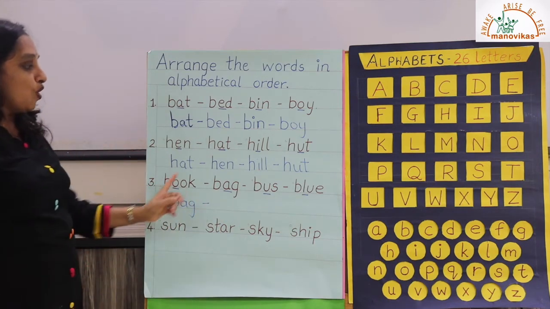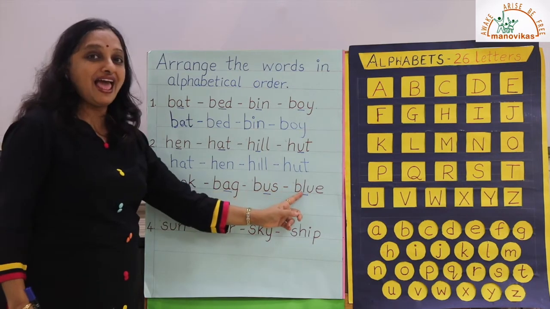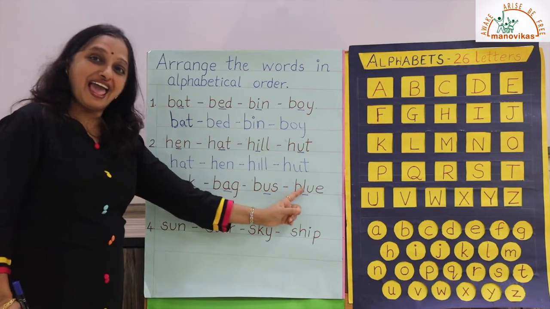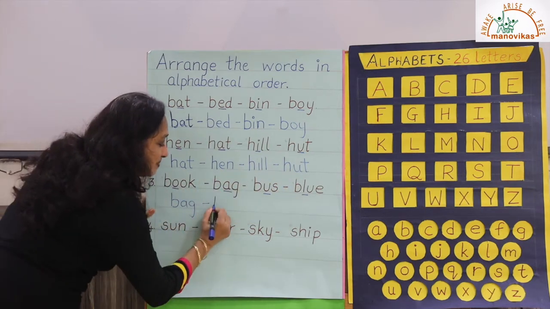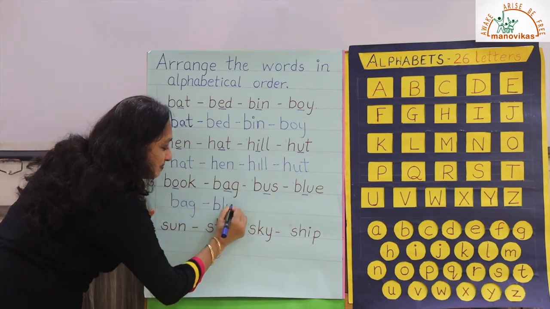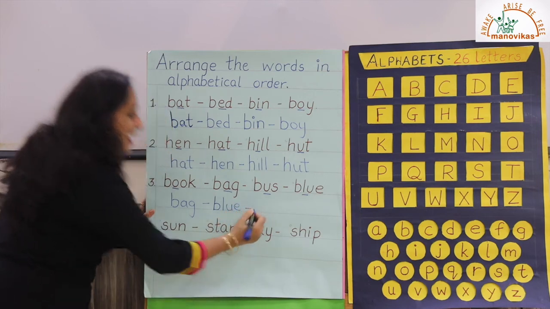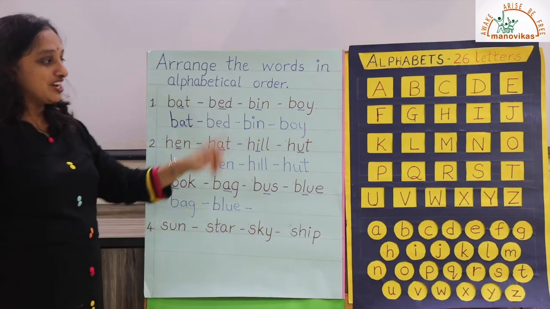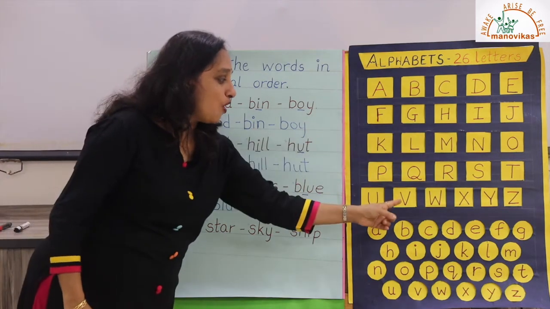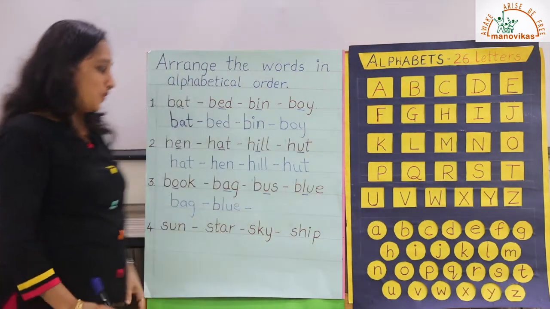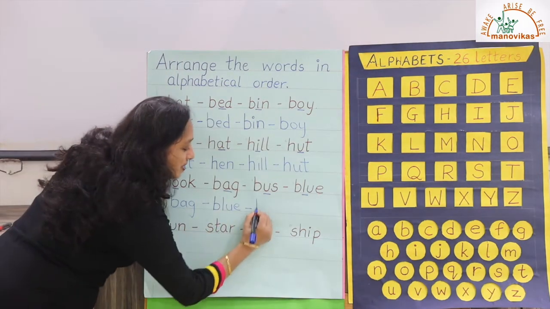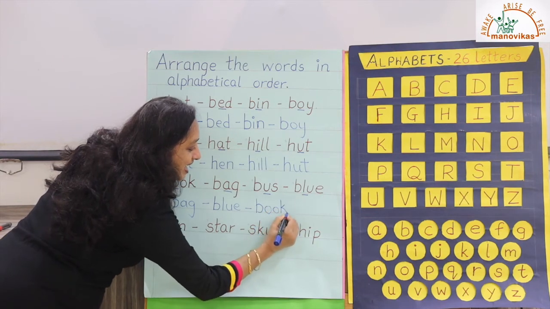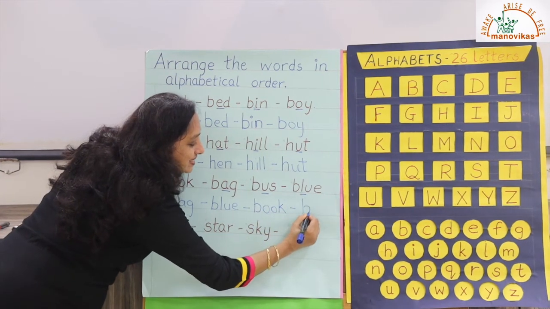Then we have O, U and L. So which letter comes first? L. So it is blue. Then O and U. So which letter comes first? O or U? It is O. So book. And the last is bus.